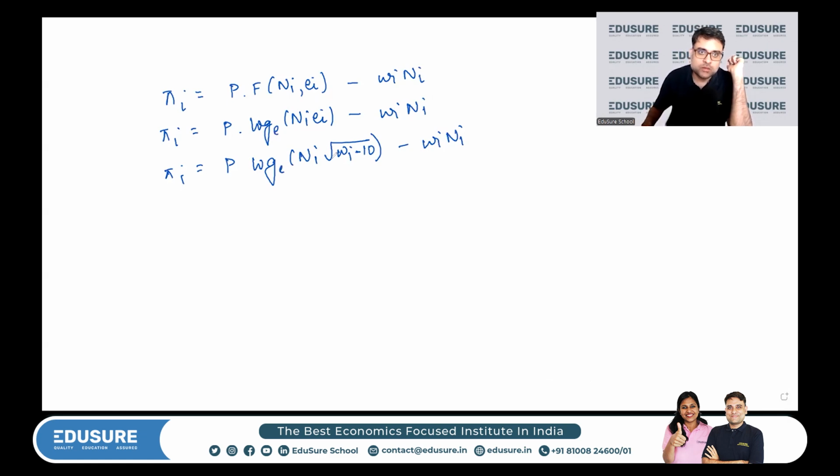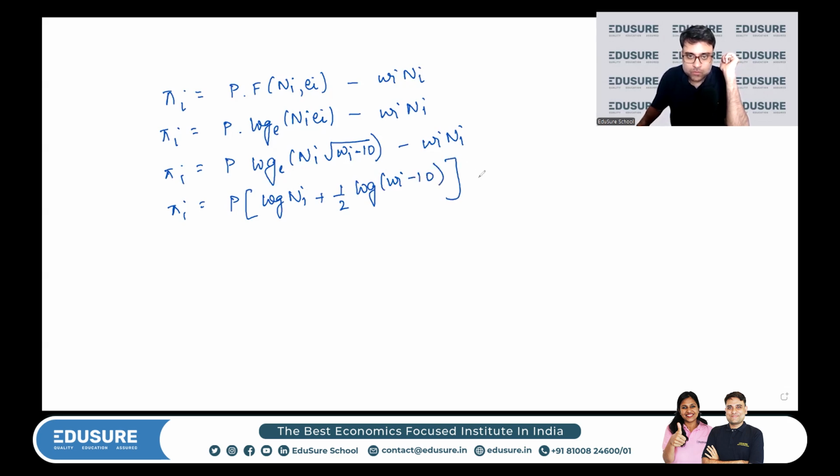Now, log AB is log A plus log B. So it can be written in this particular fashion, plus half log of Wi minus 10, because log of Wi minus 10 to the power half, this half will come before. So I can write it down in this way.